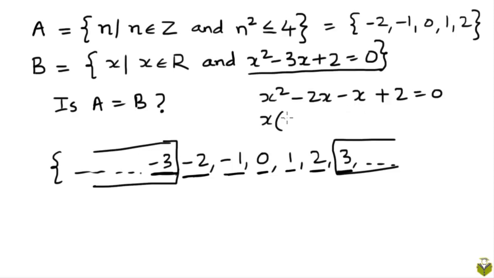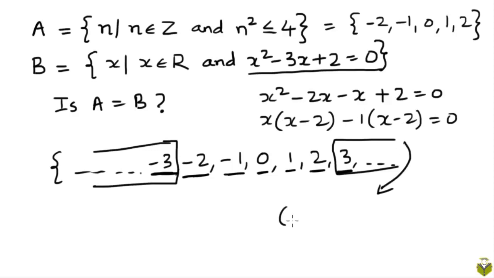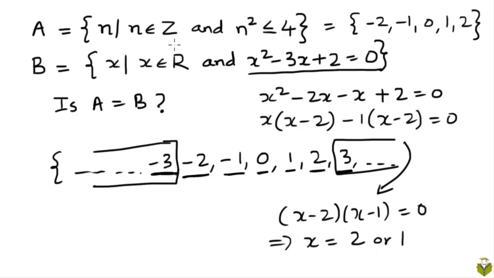This can be written as x times (x minus 2) minus 1 times (x minus 2) is 0. So (x minus 2) times (x minus 1) is equal to 0. This means x is either 2 or 1. Since both 1 and 2 are real numbers, they both satisfy the property of belonging to the set of real numbers. So we can represent this set B as 2, 1 in roster form.